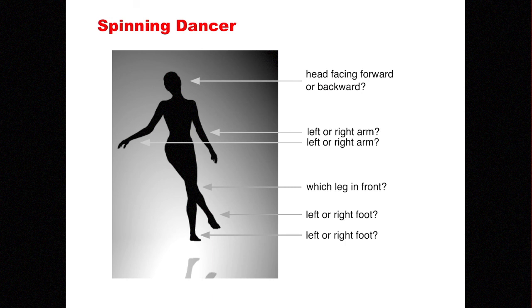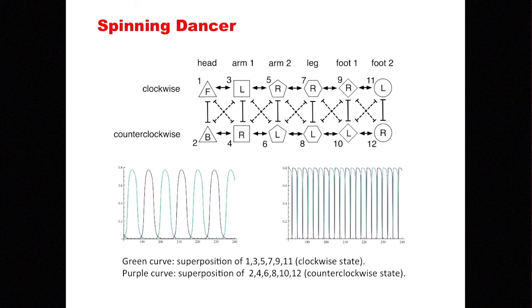The kind of attribute that we should focus on are things like, is the head facing forwards or backwards? Is that the left or right arm? Is the other one the left or right arm? Which leg is in front? Is that the left foot? Is that the right foot? And if I were to draw up a network for that, I'd have a whole pile of columns: possible positions of the head, which arm is which, which leg is in front, which foot is which.